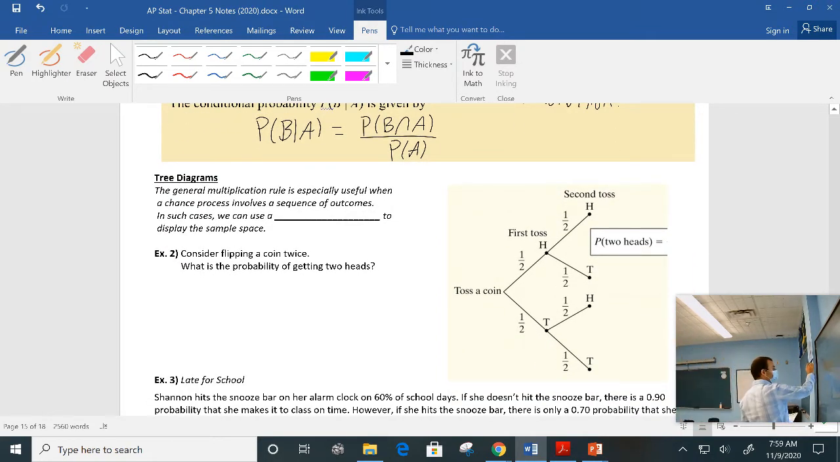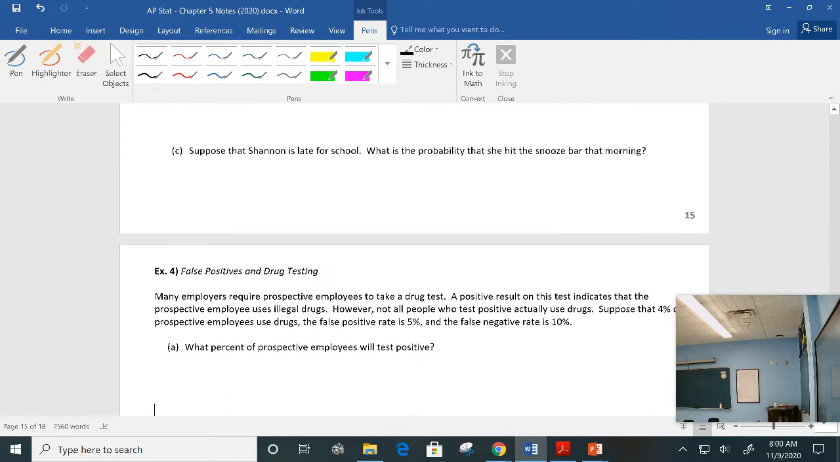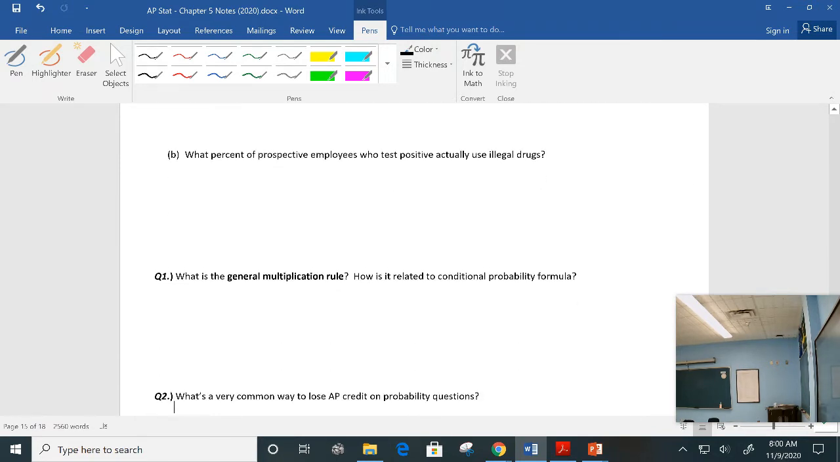The general multiplication rule is especially useful when a chance process involves a sequence of events. So when we have a sequence of events occurring, we use our multiplication rule. If we want to know the probability of this happening and this, when you have that word and with probability, that represents multiplication. The word or represents addition. The word and represents multiplication. So when we do that, we can create a tree diagram. And we're going to see multiple examples where we're creating tree diagrams during class. We'll take a look at those examples, as well as example 4 in class.